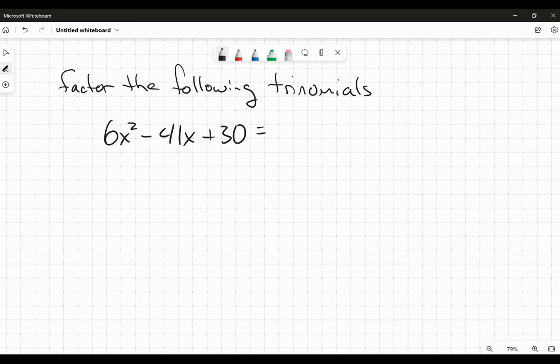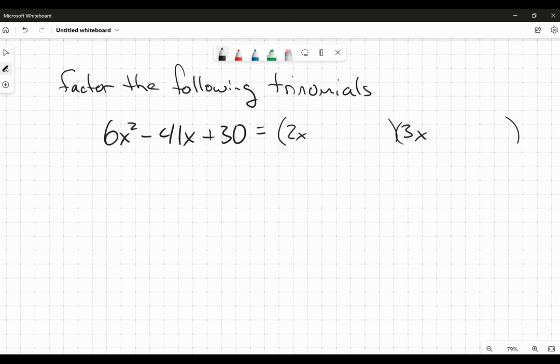All right, hi everybody. So in this video, we're going to take another look at factoring trinomials. And we're looking at 6x squared minus 41x plus 30. I'm going to use kind of the guess and check method here. So when I look at 6x squared, I know there's a couple of ways I can break it up. I can break it up into 6 and 1 or 2 and 3. So I'm going to try 2 and 3.